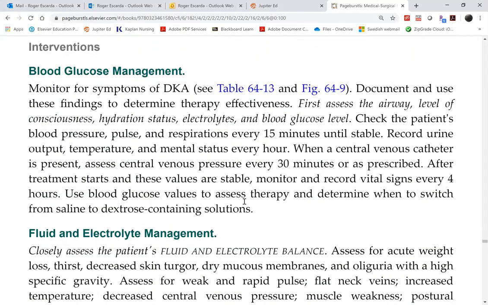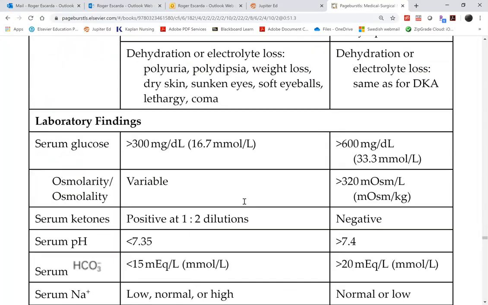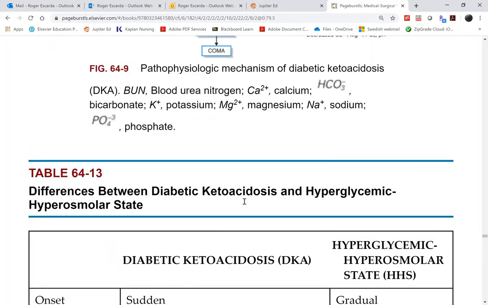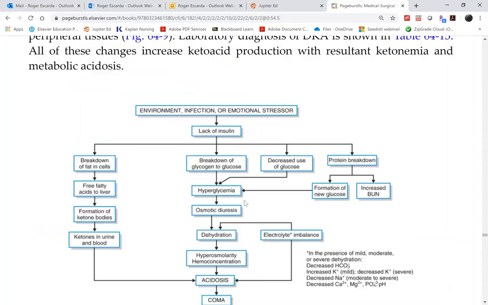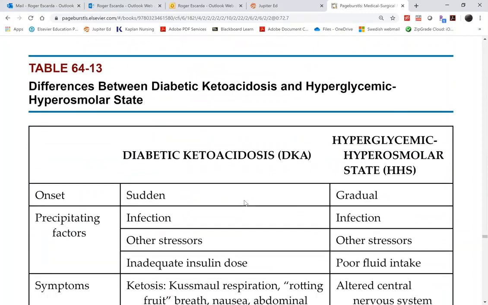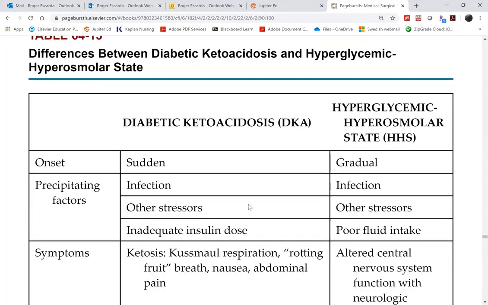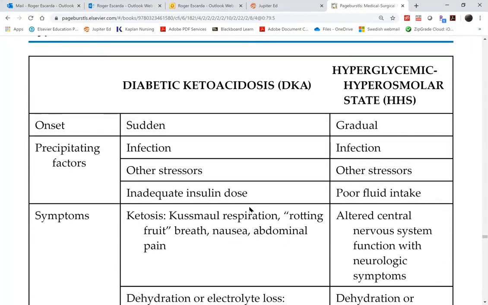All right, let's go now to DKA first. Before I start with the pathophysiology, let's compare both using table 64.13. Both are hyperglycemic episodes. Both are precipitated by the same thing. The patient with diabetes, whether type 1 or type 2, got sick physically, emotionally, or psychologically. So we had a stressor, which started the hyperglycemic vicious cycle.